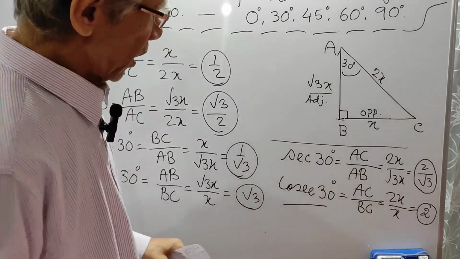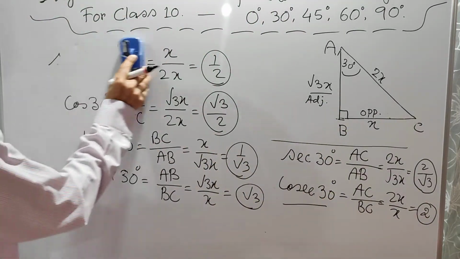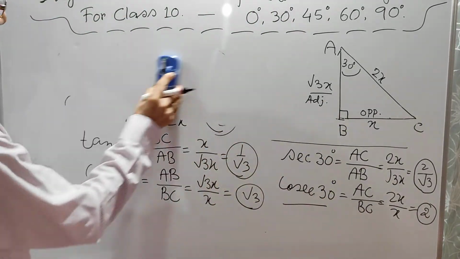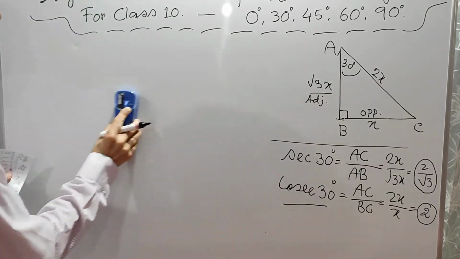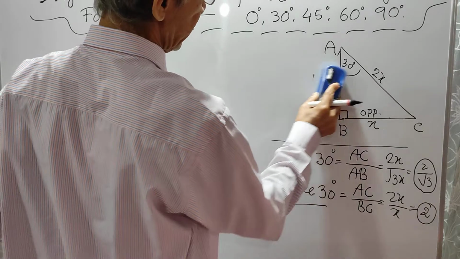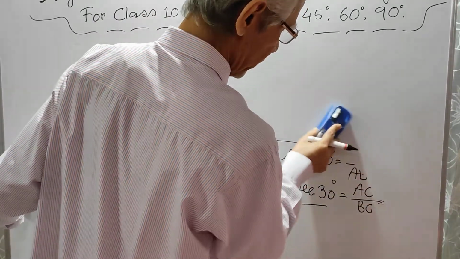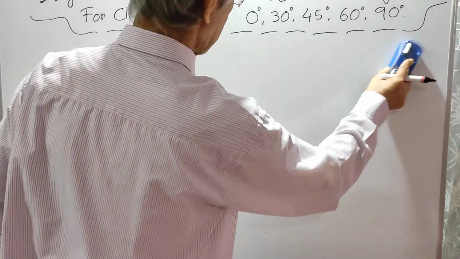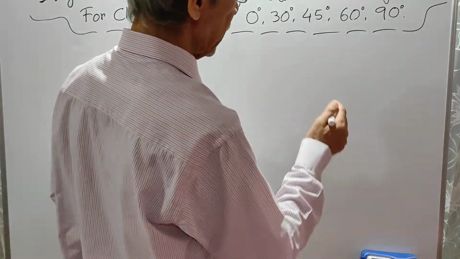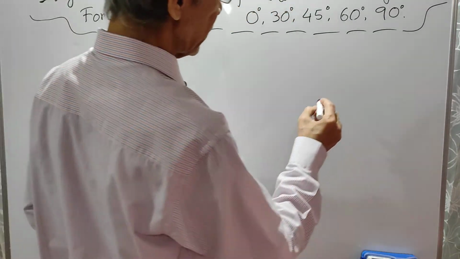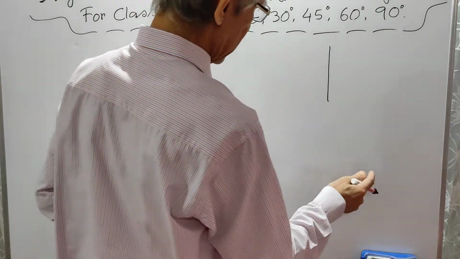Okay, now what is left? 0 degree and 90 degree. Next we go to 0 degree and 90 degree. First of all, let us find out 90 degree. Now consider this triangle.